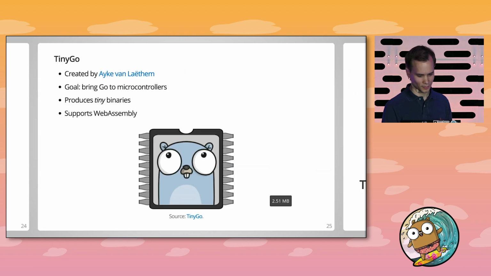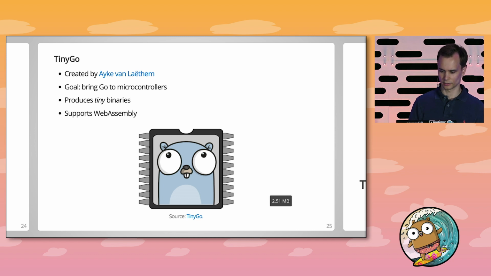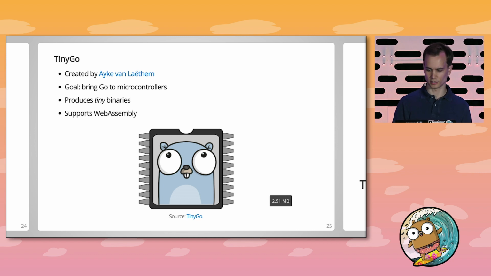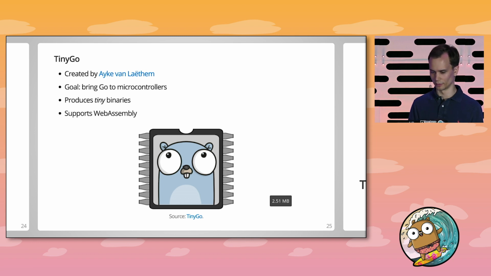Enter TinyGo. It was created by Ayke van Laethem primarily for using Go on microcontrollers. It took the Go WebAssembly community by storm when the first WebAssembly demo showed that it could produce tiny outputs. It's built on the LLVM stack, and it's still very early days, but a very exciting project to keep an eye on. It recently added a garbage collector in the latest release, which makes it closer to being ready for general use. If you want to learn more about TinyGo, make sure to watch Ron Evans' talk tomorrow morning.